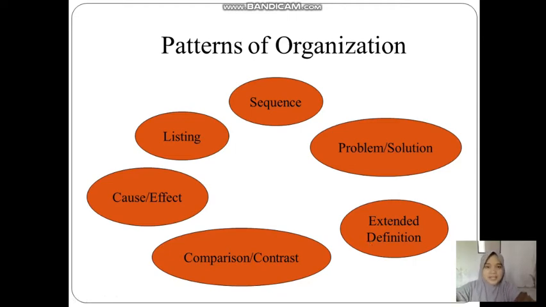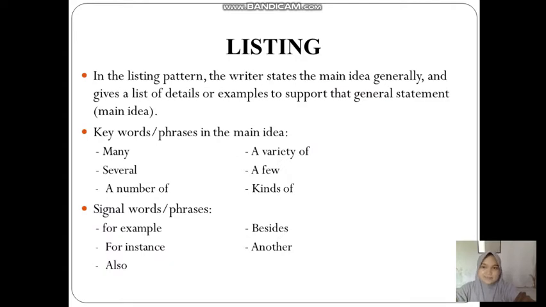For the first pattern is listing. In the listing pattern, the writer states the main idea generally and gives a list of details or examples to support that general statement or main idea. The meaning of listing here is gives a list of details or examples to support the main idea.